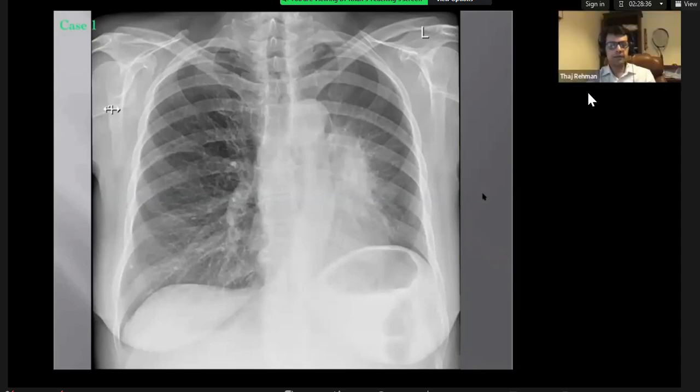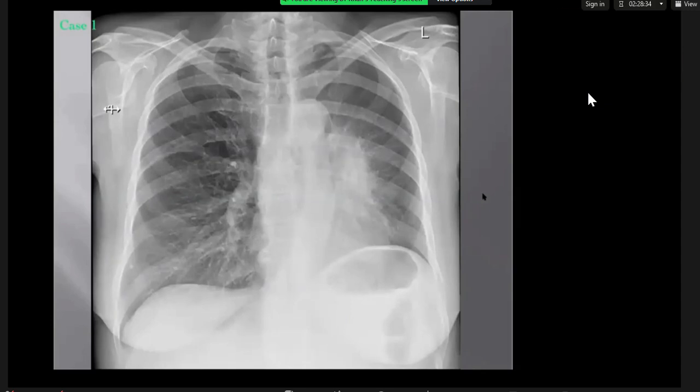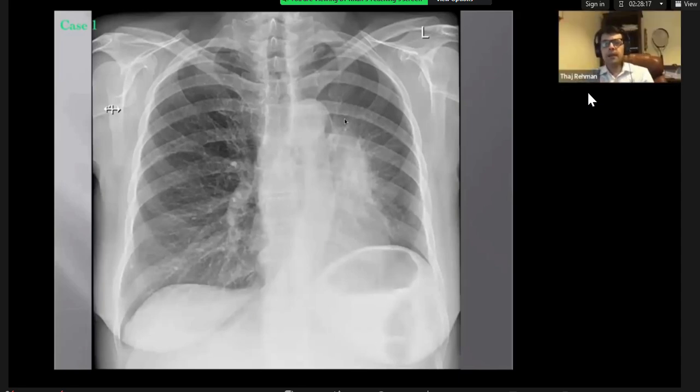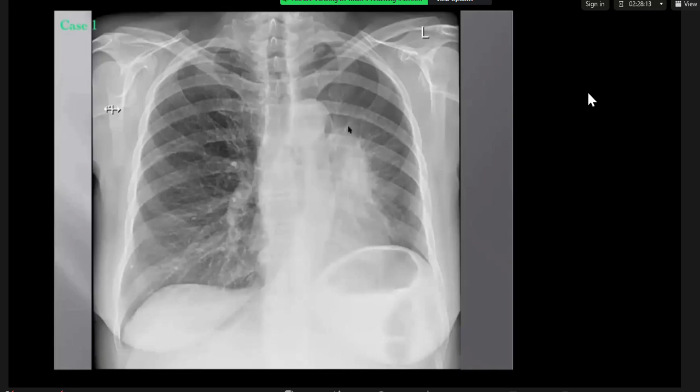So diagnosis? My primary diagnosis would be a mass lesion, possibly arising from the hilum. It could be enlarged lymph nodes or a neoplastic lesion. Yeah, good. So as you can see, there is a mass.